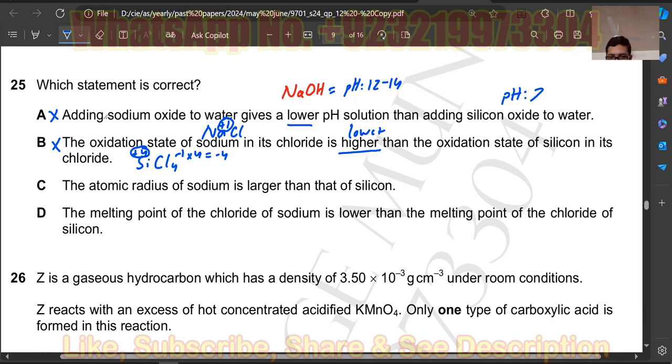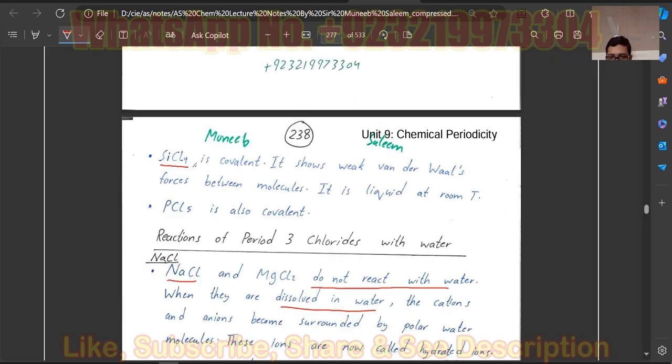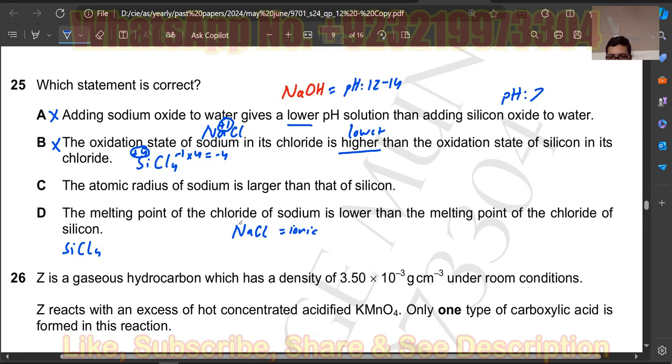D says the melting point of chloride of sodium is lower than the melting point of chloride of silicon. On one side we have NaCl and on the other hand we have SiCl4. NaCl is an ionic compound, whereas SiCl4 has covalent bonding, exists in the form of a liquid and has weak van der Waals forces. So this becomes incorrect, as sodium chloride has the higher melting point than the chloride of silicon.